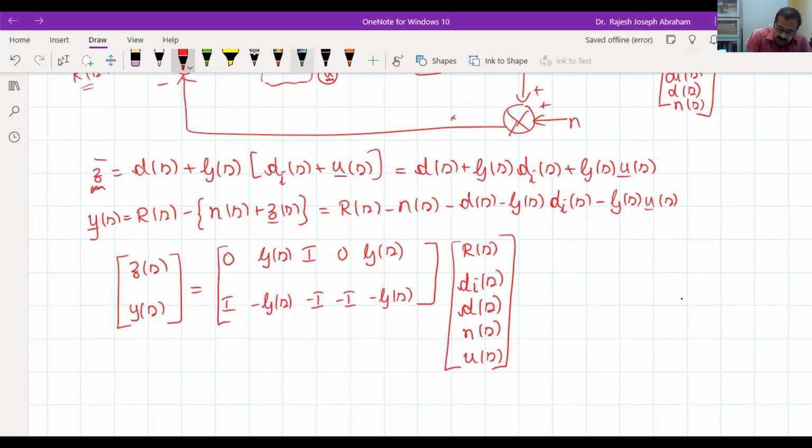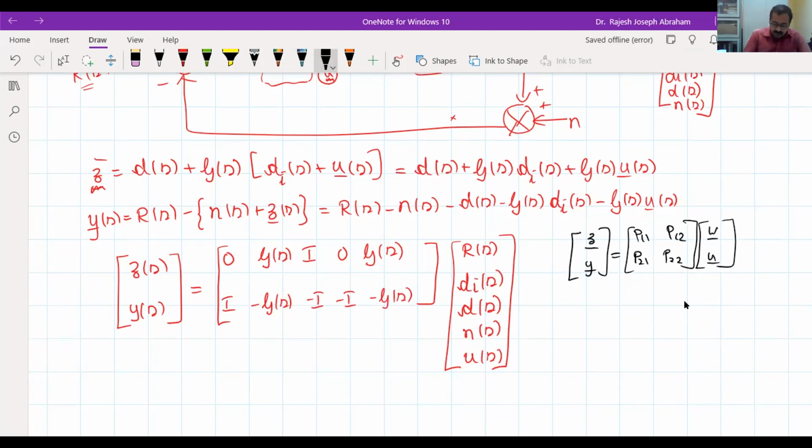Okay. Now, if you compare this with the standard form, what is the standard form? Z bar, Y bar equals P11, P12, P21, P22 into W U. So tell me, what is Z bar? Z bar is this thing. What is Y bar? Y bar is this output signal. What is W bar? W bar is this thing, the exogenous input. And U bar corresponds to this U of s signal.